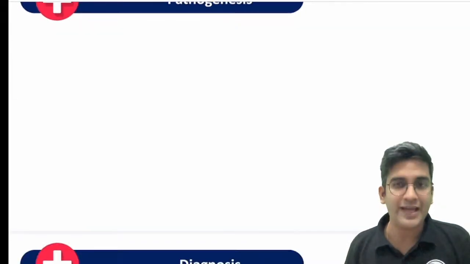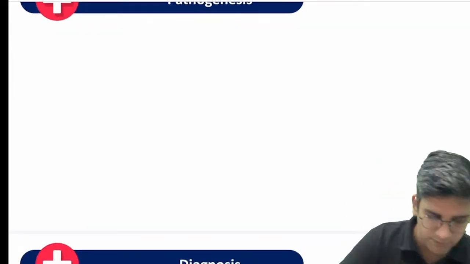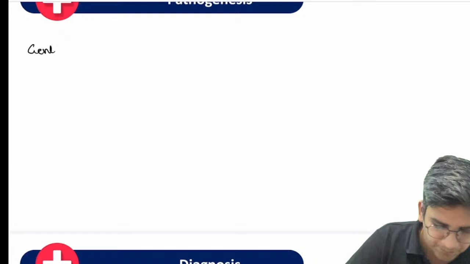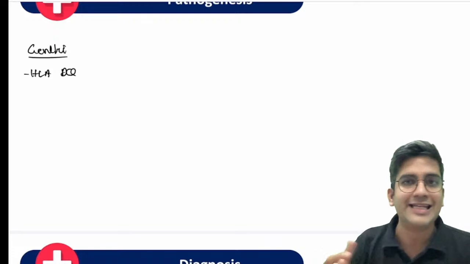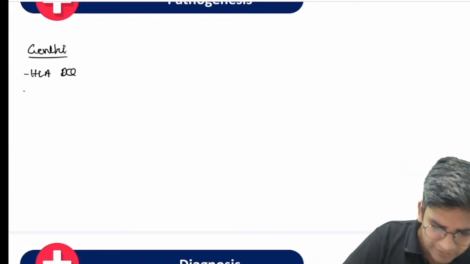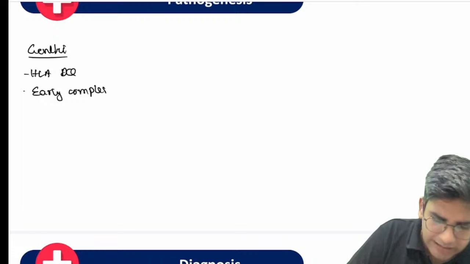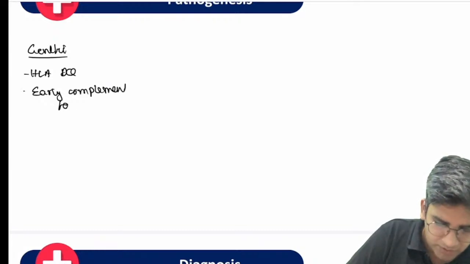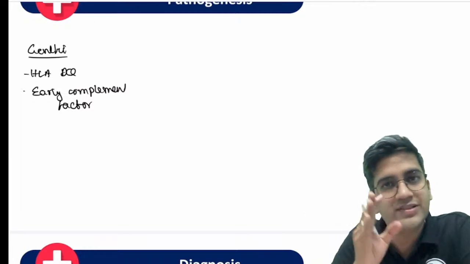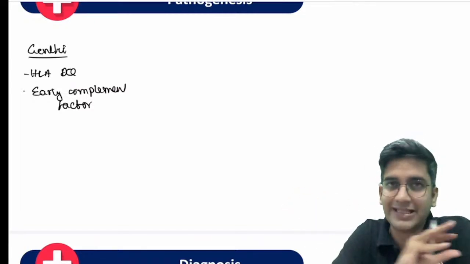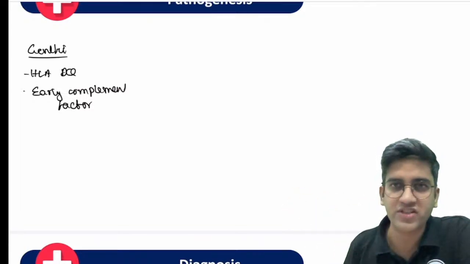Fine. Now let's go to SLE's pathogenesis. Same three things. So for genetics, with respect to HLA, the DQ locus increases the production of your anti-double stranded DNA. That's one. And you'll have an early complement deficiency. Okay. The early complement factors deficiency will definitely increase the risk of SLE. Early complement is C1, C2, C3, C1Q, all those things. That's early complement factor. Up to C4 is early complement factor.